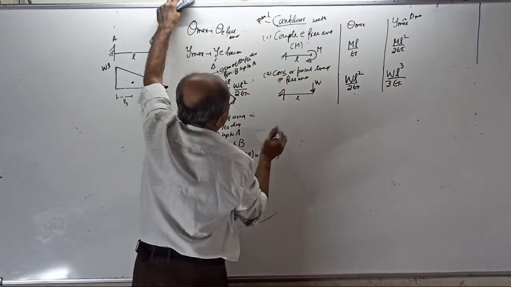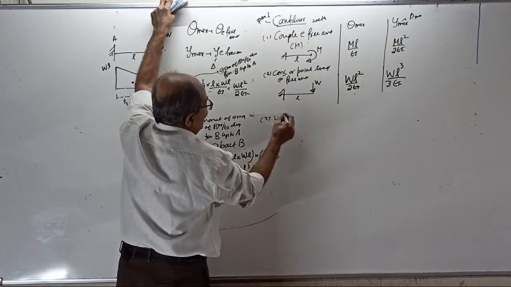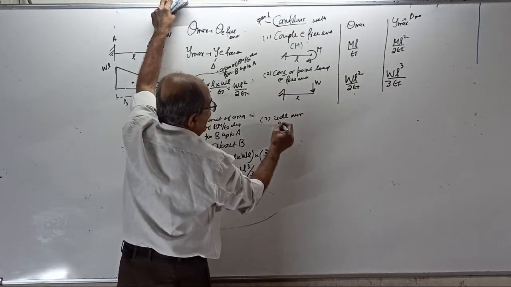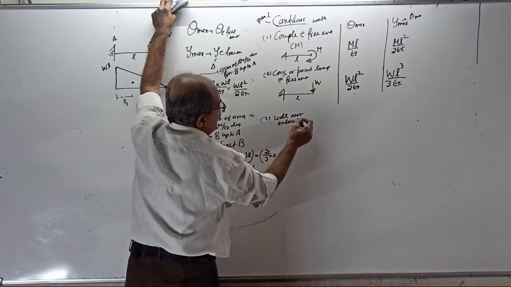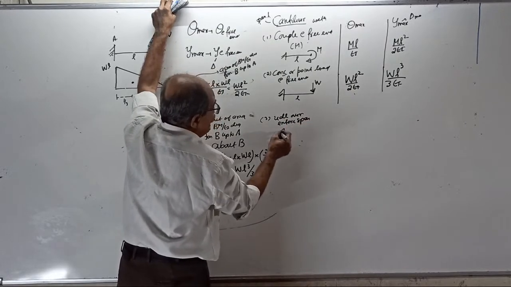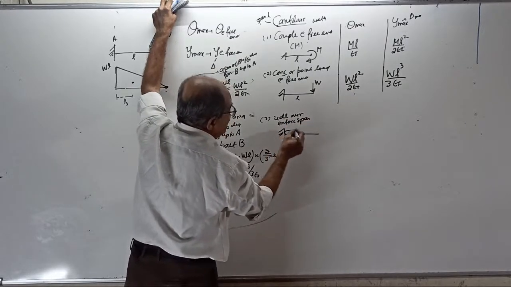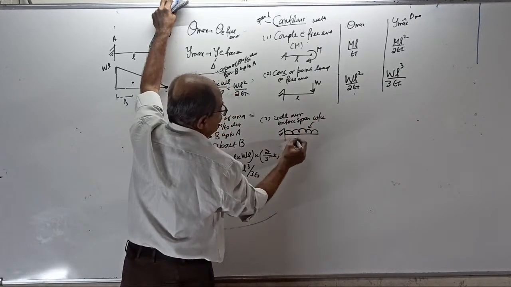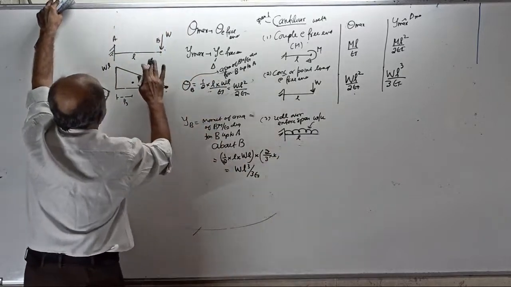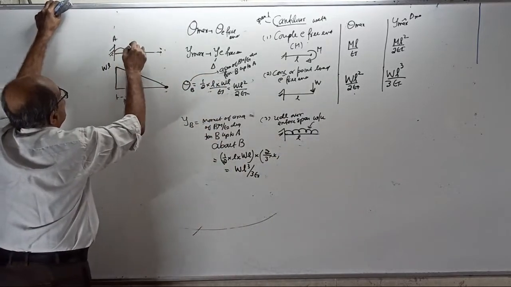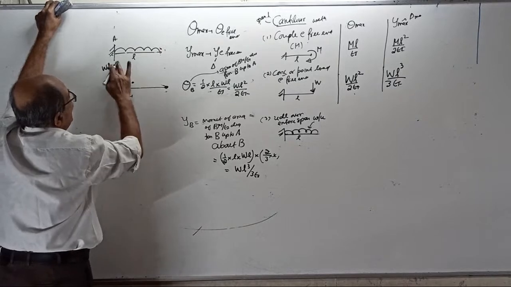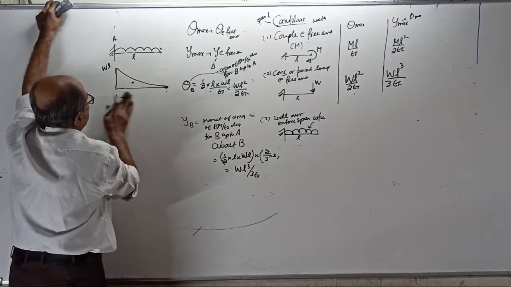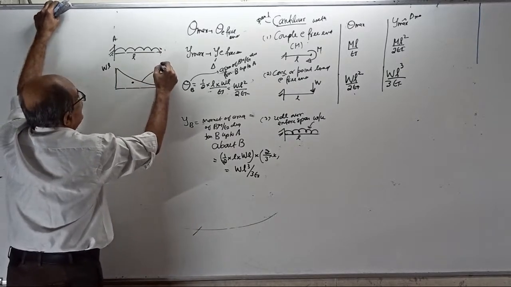Next, third case: UDL over entire span. You make a neat fair copy later in a drawing sheet. Write it: of intensity W per unit length, span L. Okay, start here, new. BMD will be a parabola, a second degree parabola.